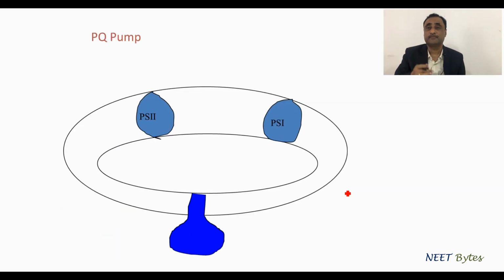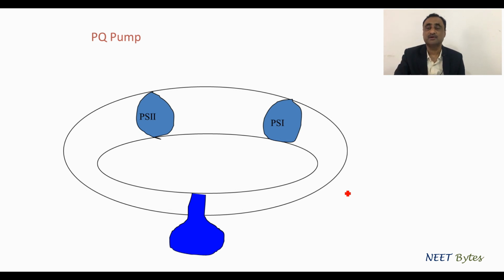But before cyclic, let's discuss one more interesting thing, what we call the plastoquinone pump. Now what is the plastoquinone pump? The very function of the plastoquinone pump is that it picks up hydrogen ions from the stroma and pumps them to the intrathylakoidal space, and thereby generates an electrochemical difference between the intrathylakoidal space and the stroma, and that is the reason that ATP is generated.